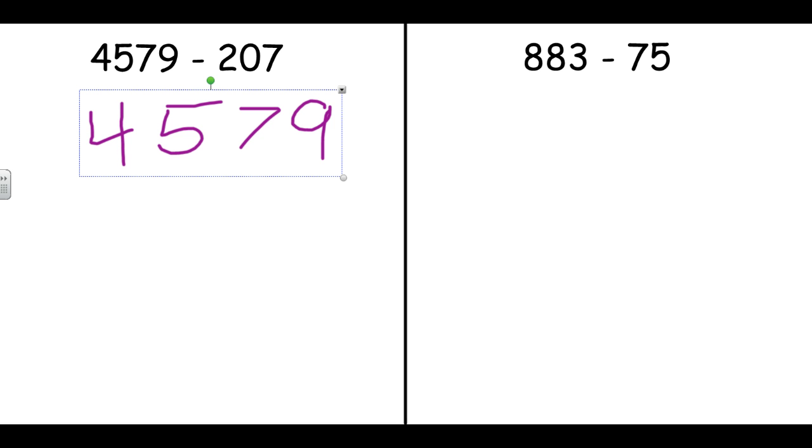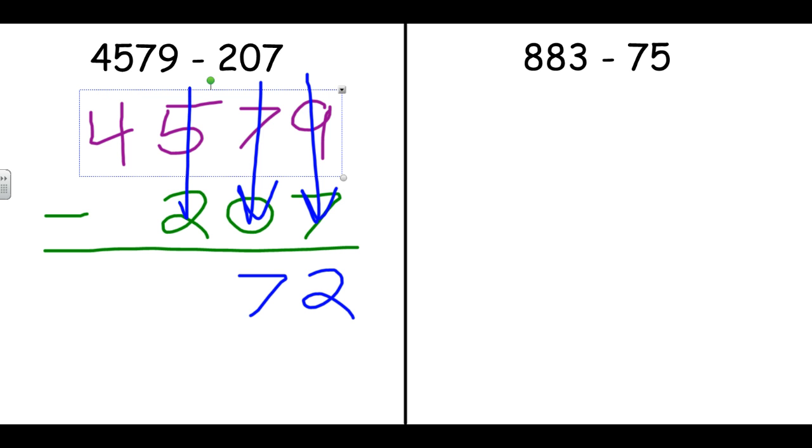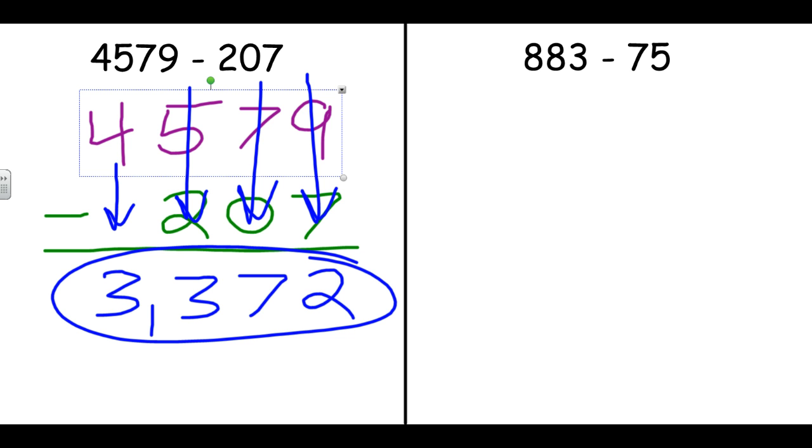Now, in the first one, we have 4,579, and we're going to subtract 207. We're going to make sure our hundreds, tens, and ones are all in the right place. Set it up vertically, and then just subtract column by column. 9 minus 7 is 2. 7 minus 0 is 7. 5 minus 2 is 3. 4 minus nothing is 4. So the difference is 4,372.